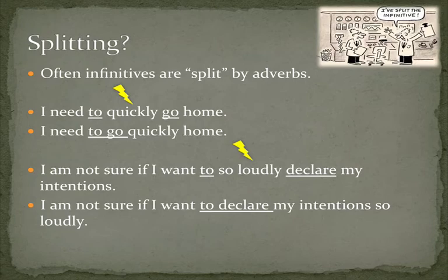So here's what we're talking about in this podcast. Oftentimes, infinitives get split by adverbs, meaning that an additional word or words or even phrases are added between the to plus the verb. So for example, I need to quickly go home instead of I need to go quickly home. Or I am not sure if I want to so loudly declare my intentions instead of I am not sure if I want to declare my intentions so loudly. So that's what splitting actually is, where you're taking the infinitive of to plus the verb, and rather than keeping them right next to each other, you're putting something in between.